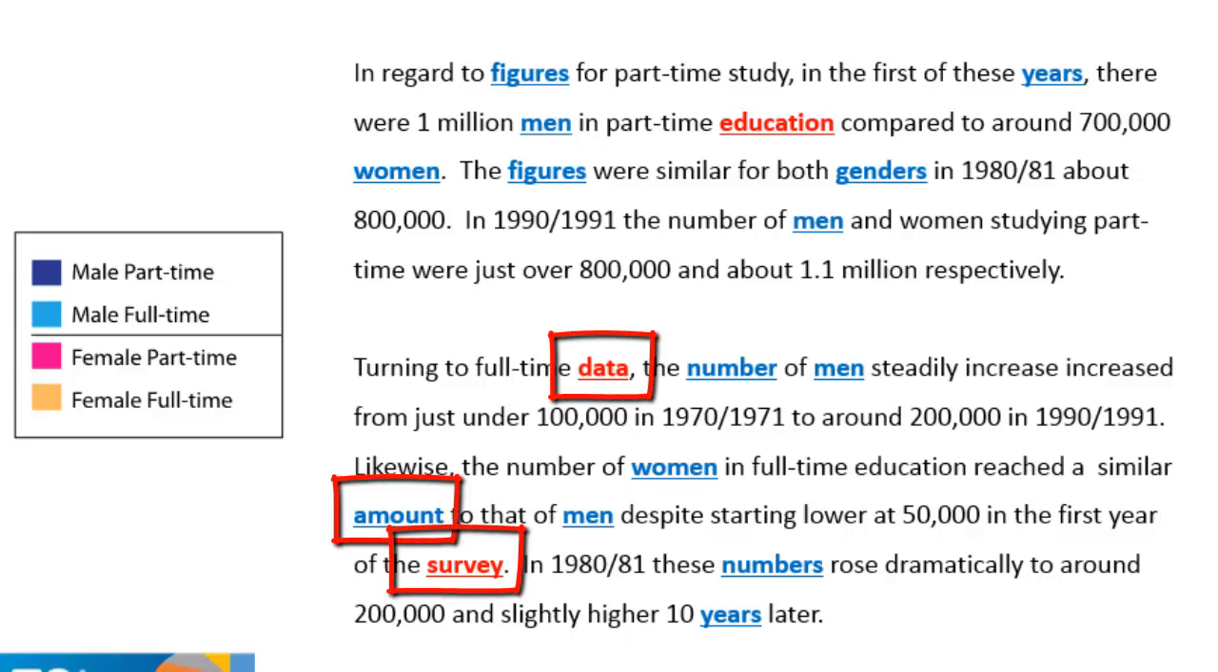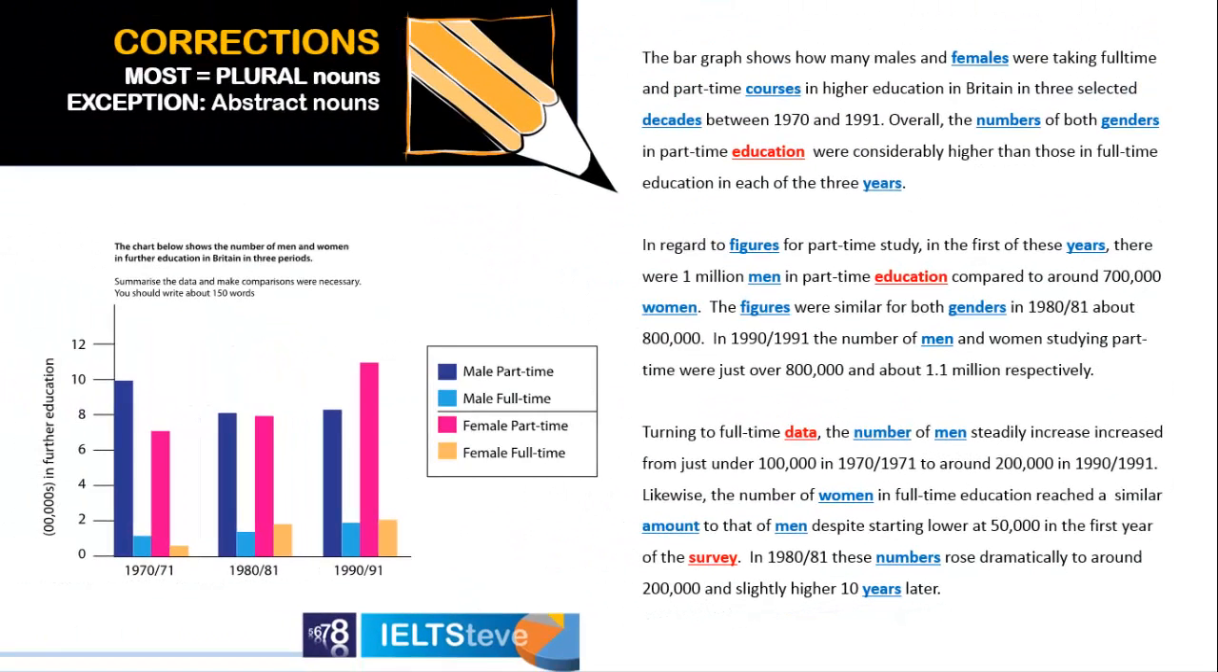Down here again, data, survey, and amount. That amount should be in red because they're examples of no S, because they're uncountable nouns or abstract nouns. Okay, and also we can see survey, right before the word survey is the article "the". So we should not really have a plural noun anyway there.